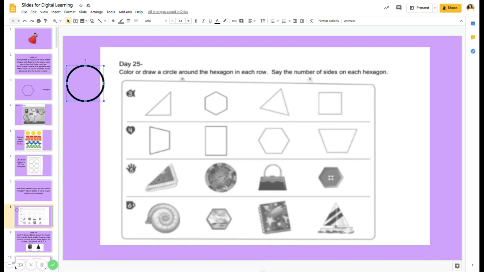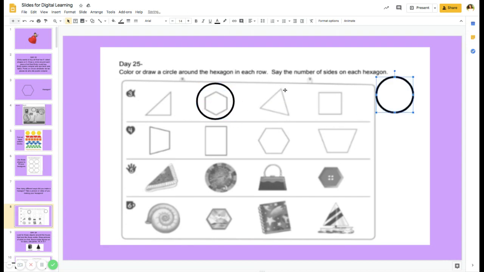Lo que vamos a hacer ahora es vamos a ponerle un círculo alrededor de cada forma que es un hexagon, okay? So when I look at number 3, I see that this shape has 1, 2, 3 sides, so I know that's not a hexagon. 1, 2, 3, 4, 5, 6. I see that that one's a hexagon. I'm going to put a circle around it. I see that there are no other hexagons in this row.